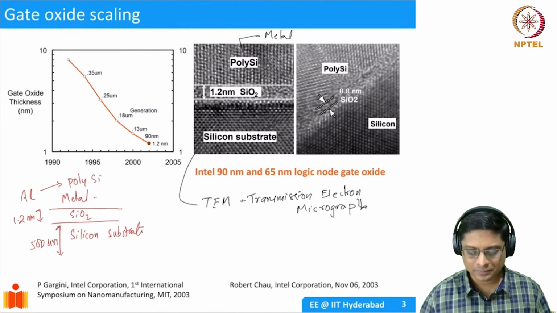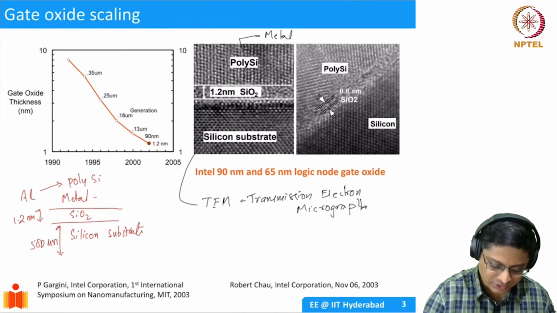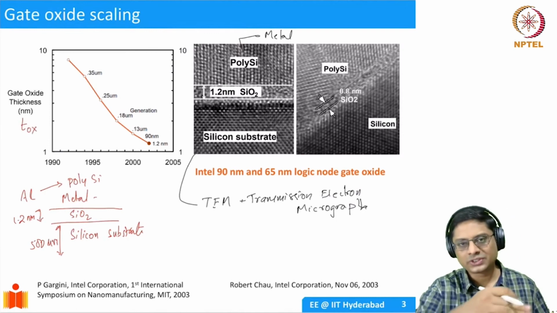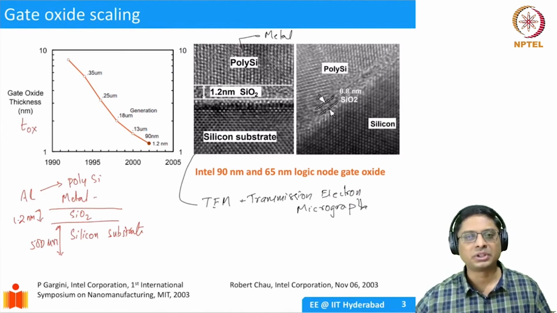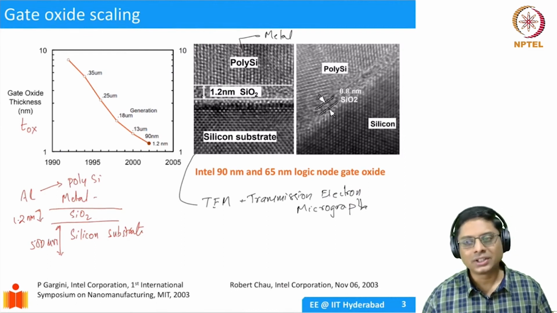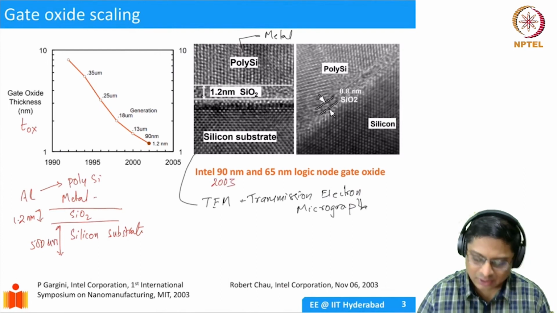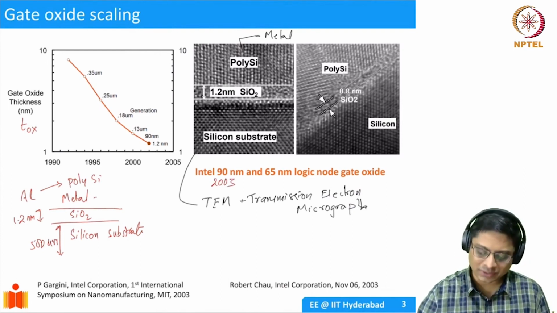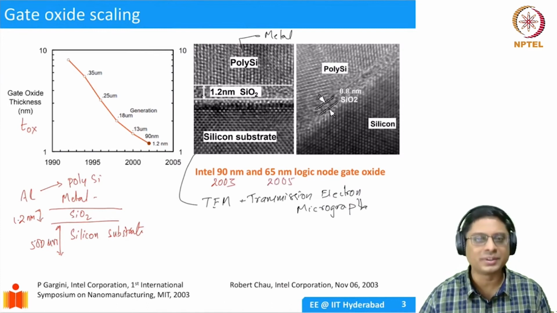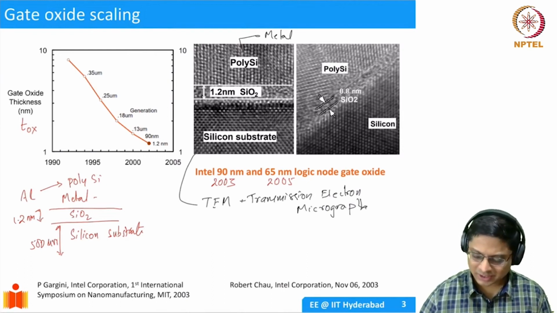And you see this TOX reduced. This is TOX. TOX was scaling from 10 nanometers to 1.2 nanometers. This was in 2003, I would say, 90 nanometer technology. By the time 2005 came, there was 65 nanometer technology, where the thickness became 0.8 nanometers. These are images taken from a presentation by Robert Shaw.